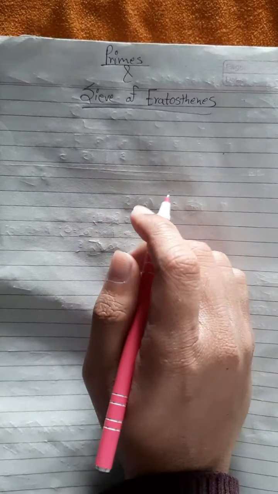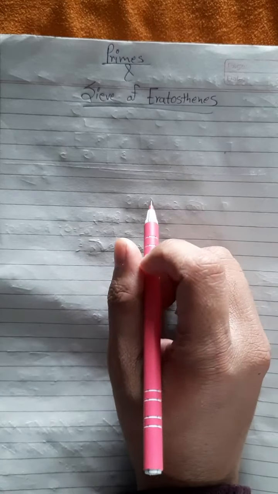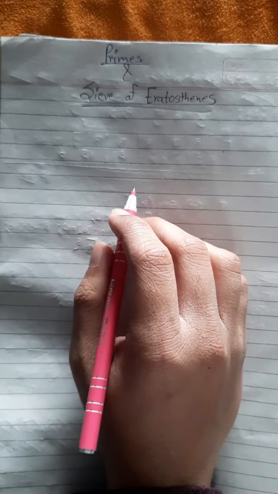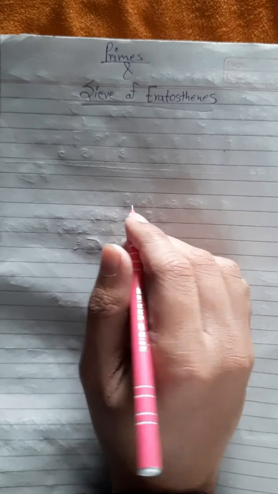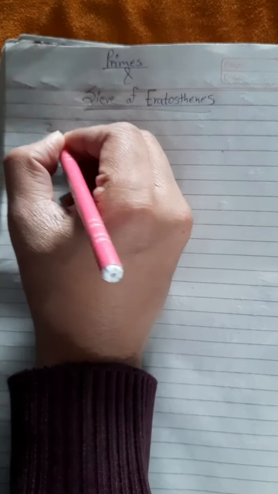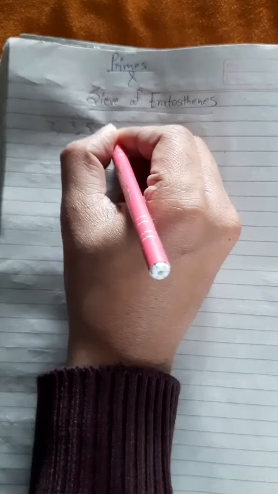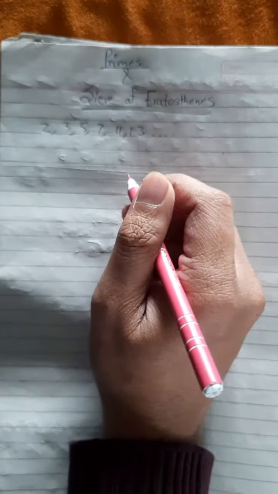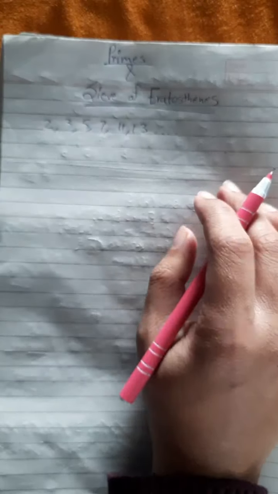Hello everyone, in this video tutorial I'll be talking about primes and the sieve of Eratosthenes. So let's discuss what a prime is. A prime is a number which is divisible only by 1 and itself. For example, 2, 3, 5, 7, 11, 13 and so on. One should note that 1 is not a prime number.